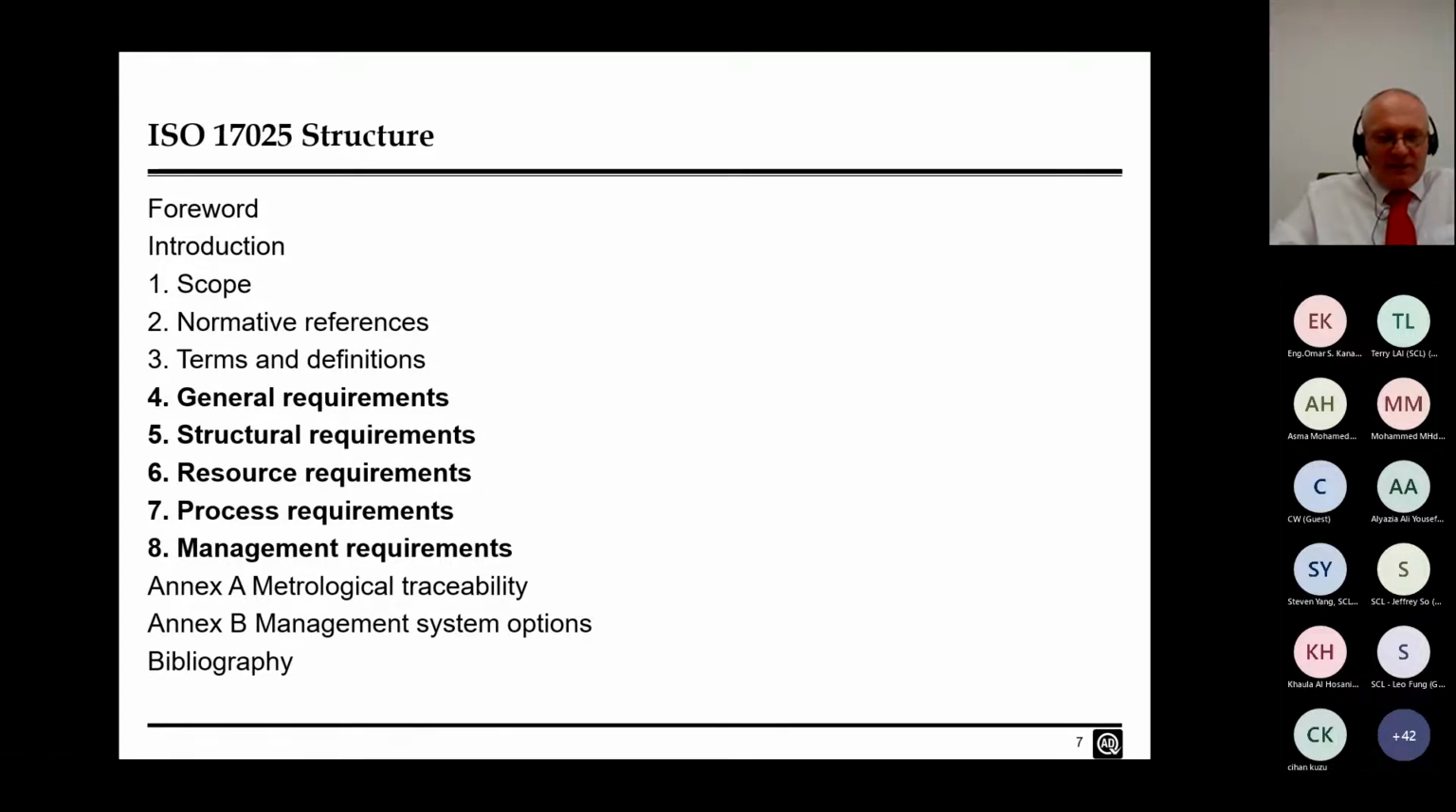Section 8 has the management requirements. And then there's Annex A, which is about metrological traceability, and Annex B, which explains a little bit more about the management system options, which are in Section 8. There's also a bibliography, which is truly massive for the newest version of the standard. Previously, it's been very small, but now it has many, many documents. I have no idea if any of them are useful, but they're all there. I think if you've got the VIM and the GUM, there's probably not much else you need.